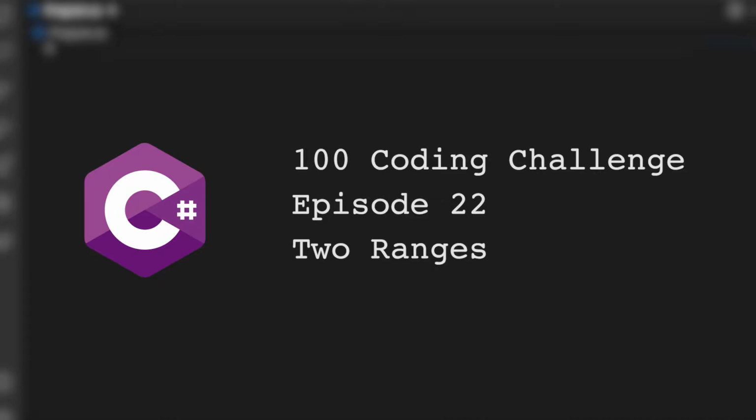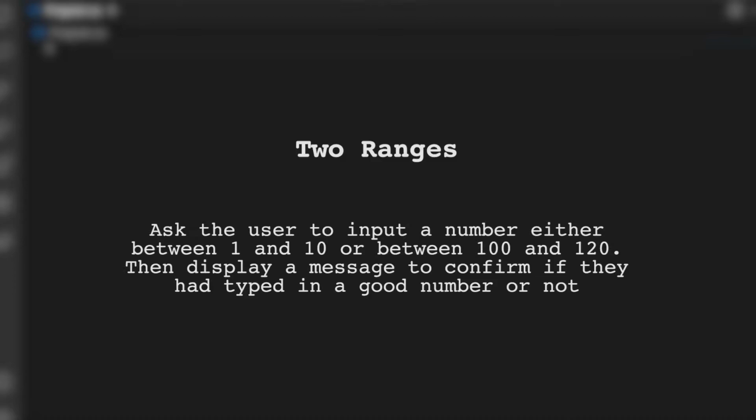This is episode 22 and it's called Two Ranges. In this challenge we're going to ask the user to input a number between either 1 and 10 or between 100 and 120. We will then display a message to confirm whether they have entered a good number or a bad number. If you'd like to attempt the challenge yourself, then pause the video now.